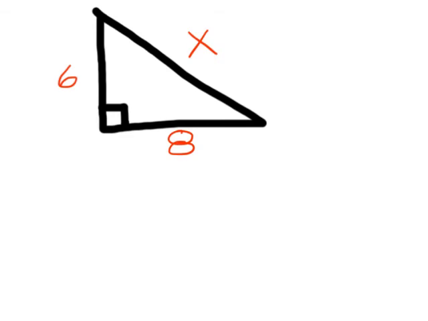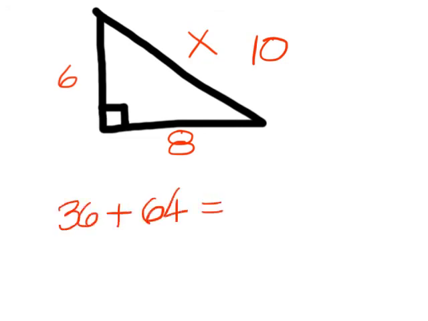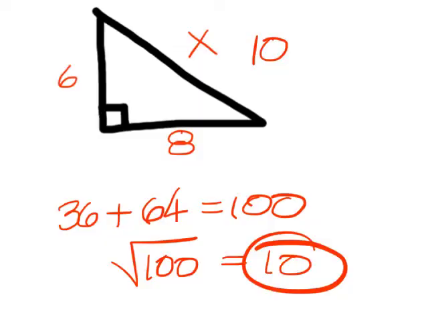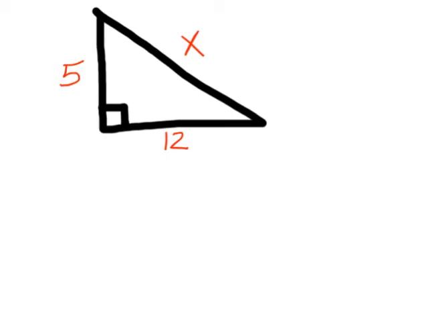Walk by with this one. You know 6 and 8, but you're missing the hypotenuse. Square both sides, add them together, find the square root. Answer on this one should be 10. Remember, 6 squared is 36, 8 squared is 64. If you add those together, it's 100. But you need the square root of 100, which is 10.